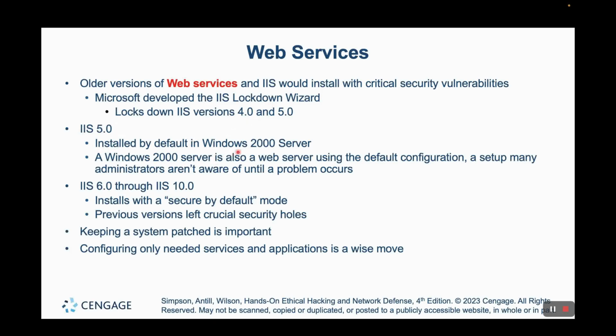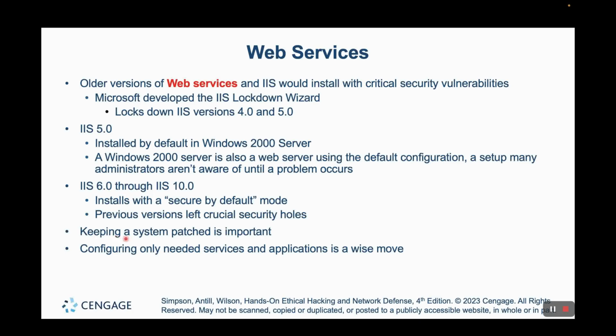And also we have IIS 5, which is installed by default in Windows 2000 Server. Unfortunately, the Windows Server also has a web server installed by default, and there were some configurations that were not secure. Now, from IIS 6 through IIS 10, the installation is secure by default. One of the important security features they came up with in the latest version, IIS 10, is support for HTTP/2, which is the next generation of the HTTP protocol. It has support for Windows PowerShell 5.0, better performance and scalability, better security features, and enhanced management capabilities.